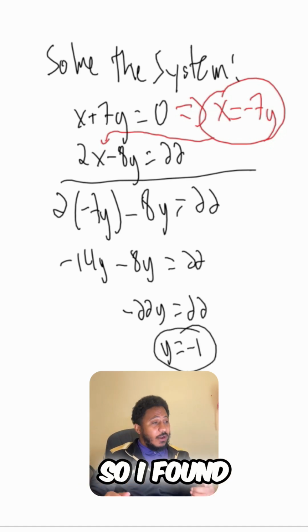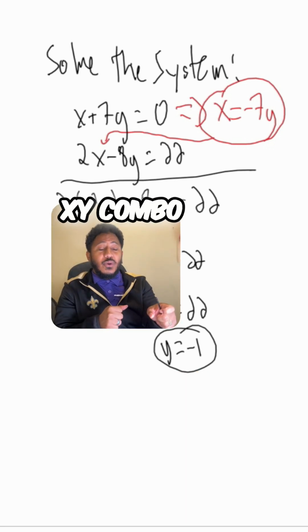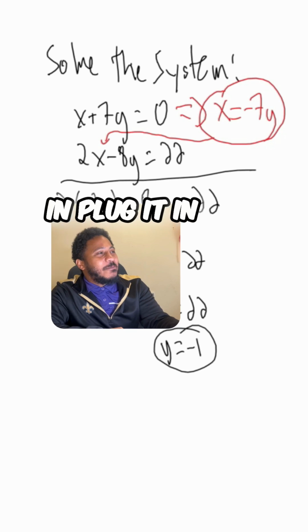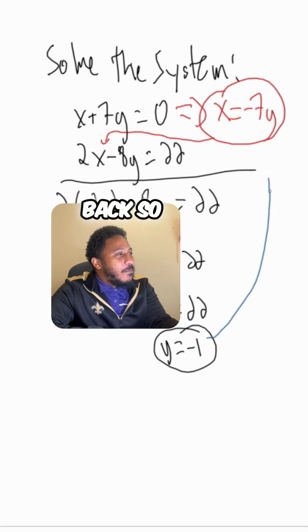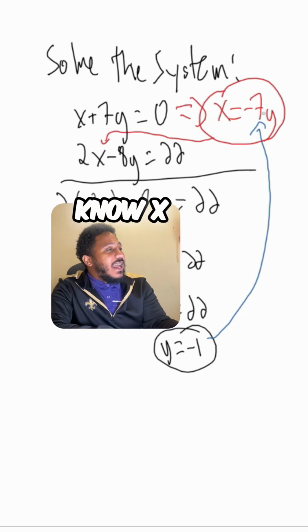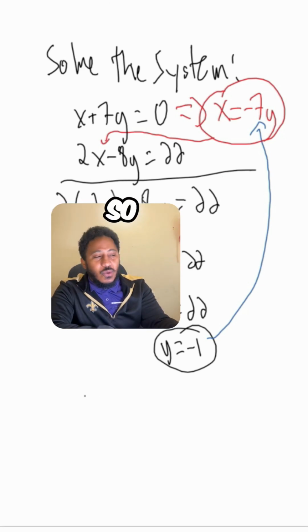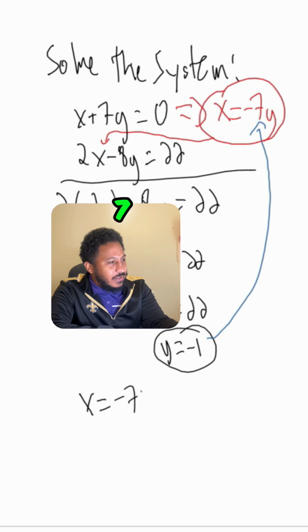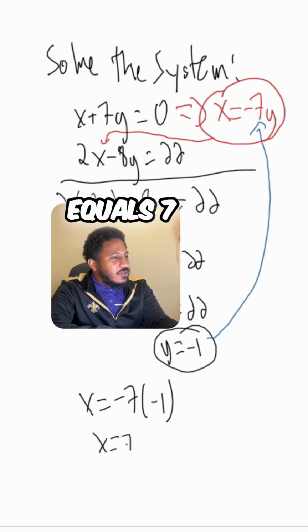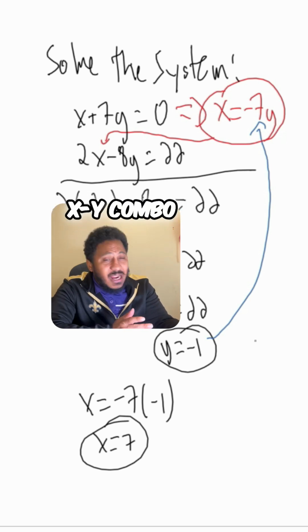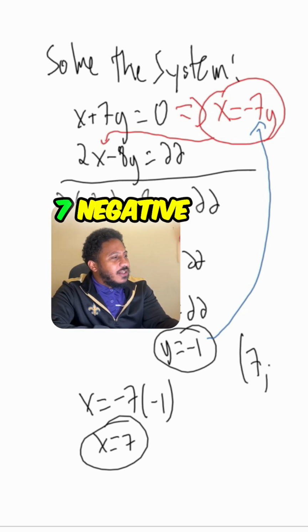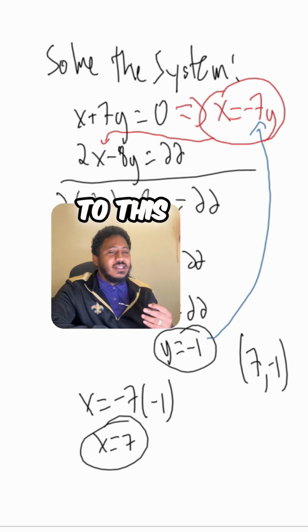Okay. So I found the y part of that xy combo, right? And so to find the x part, we just plug that back in. Plug that negative 1 back in to one of the equations that has the x and the y. So here we know x is negative 7 times y. So x is negative 7 times that y. We said y is negative 1. And so we get x equals 7. Got it. So that would be our xy combo. Typically we write that as an ordered pair. And so here we would say, okay, 7, negative 1 is the solution to this system.